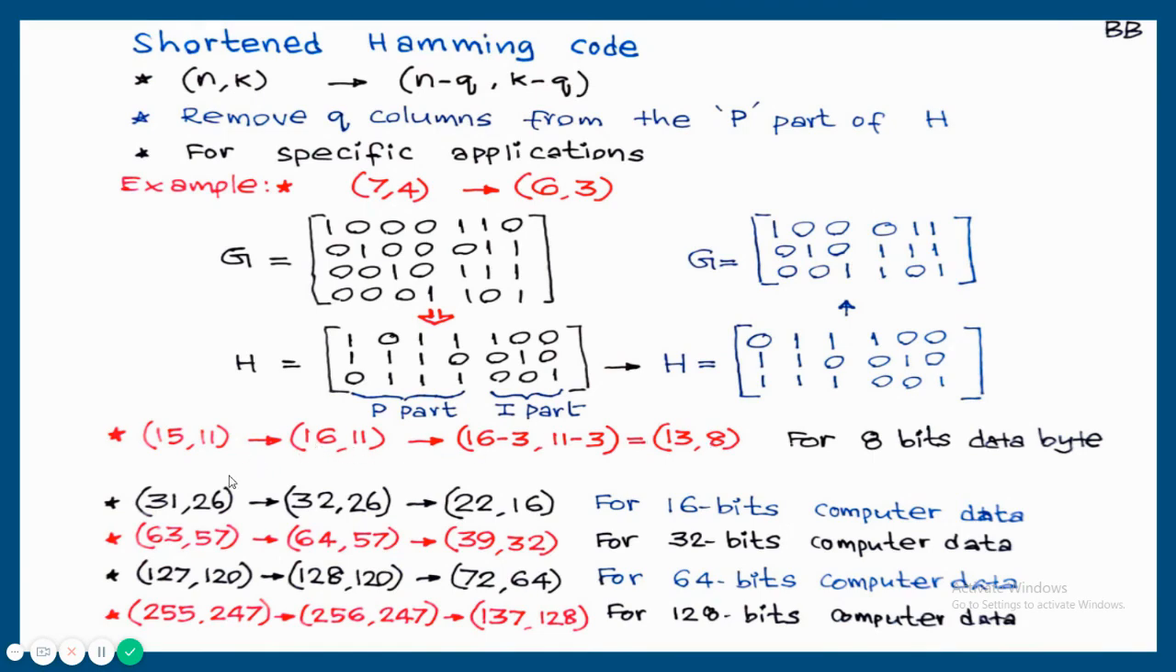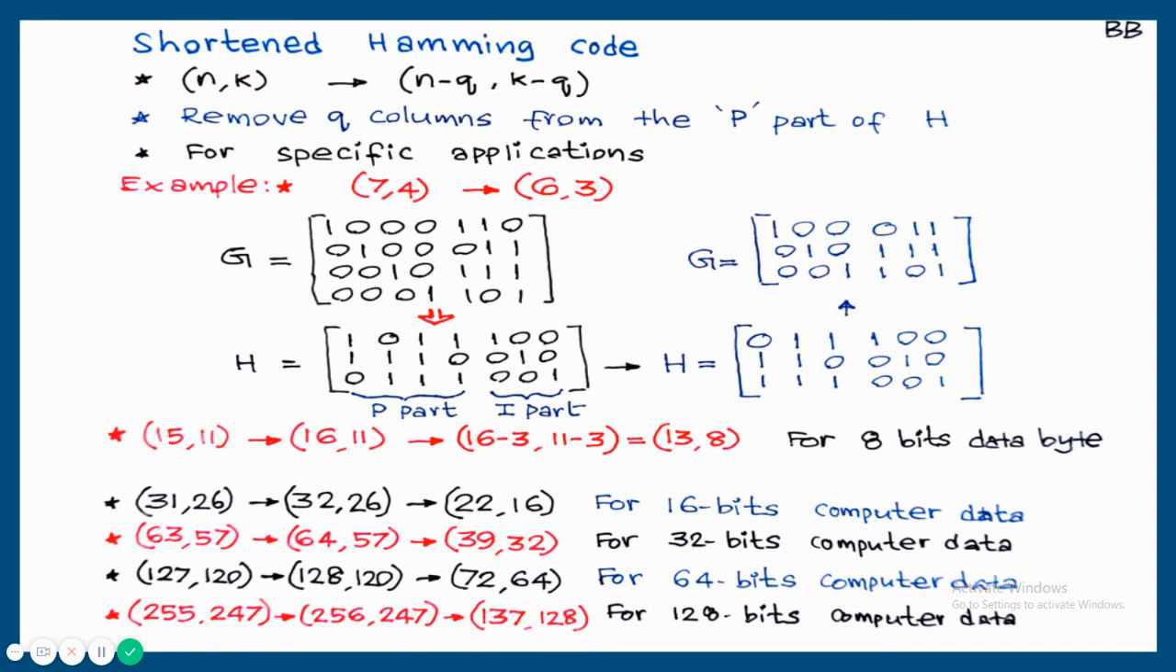Next, 31,26 is a Hamming code. It is extended to 32,26 by adding an even parity check bit. After extension, it will be converted to 22,16. That is 10 columns of the P part are going to be removed. 22,16. This is used for 16 bits computer data. Similarly, we can go for 32 bits computer data, 64 bits computer data, 128 bits computer data, or even 256 bits computer data. It is possible by extending and shortening Hamming codes.